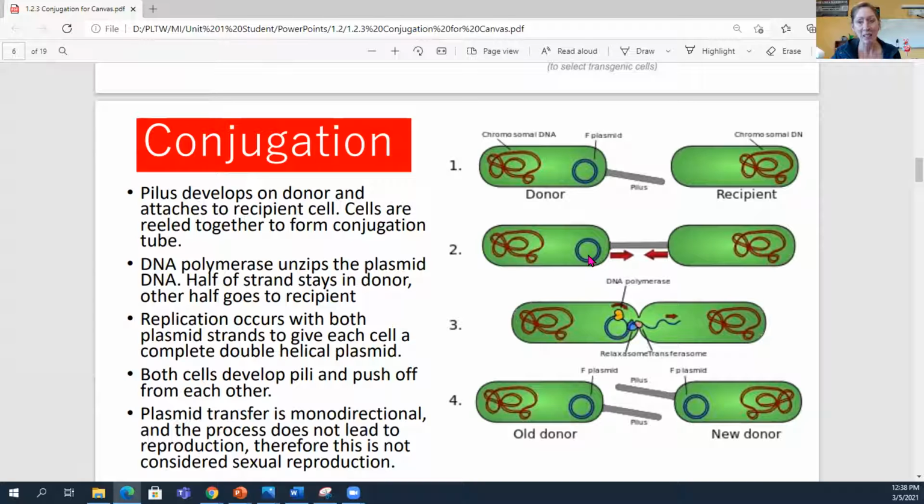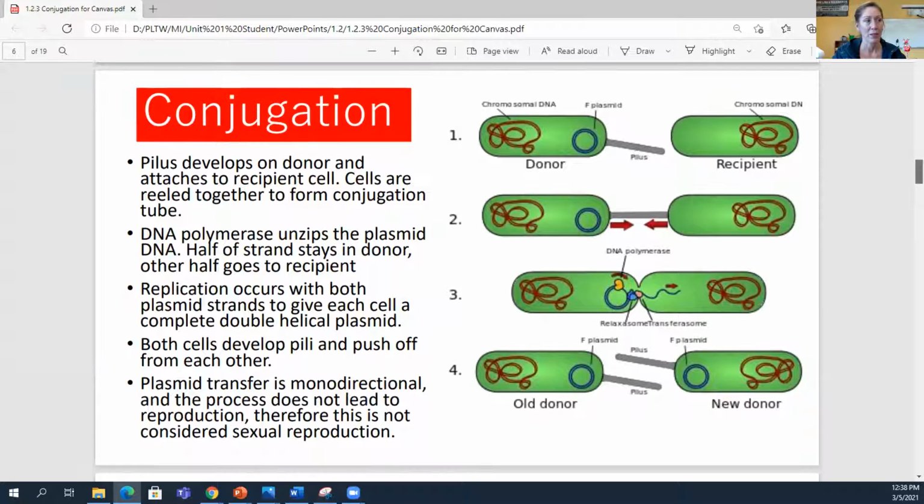So you can see that this plasmid is going to unzip, and then it's going to allow half of the unzipped plasmid to go to the recipient cell. Once that occurs, both cells will replace the other half of the plasmid, and then they'll detach from one another. So you can see that this plasmid now is a part of both of the cells.